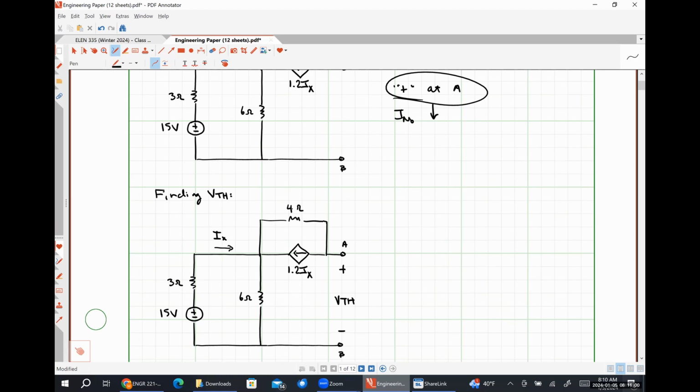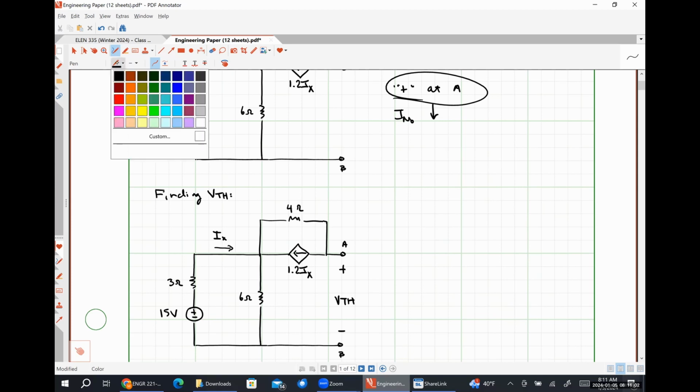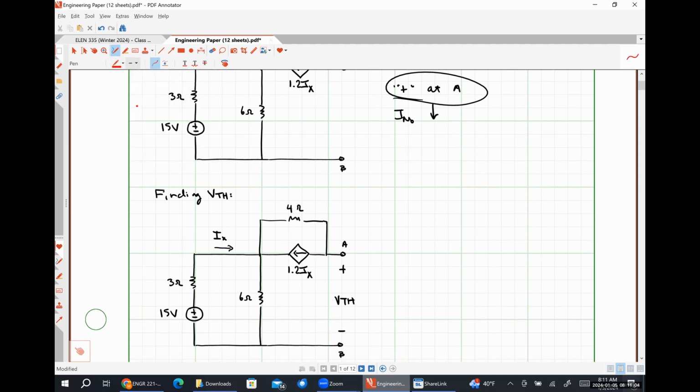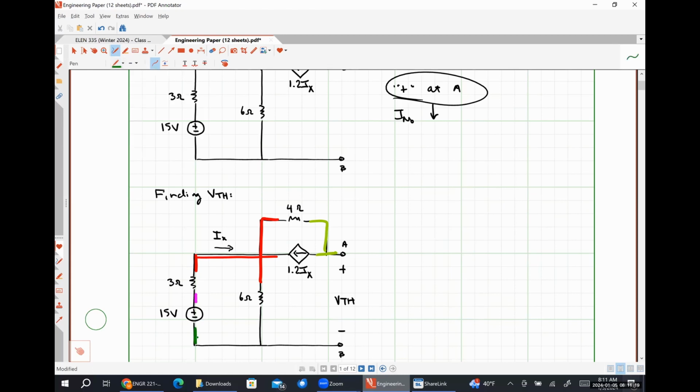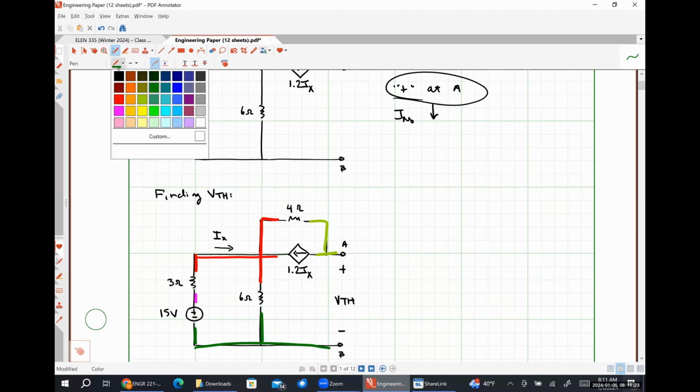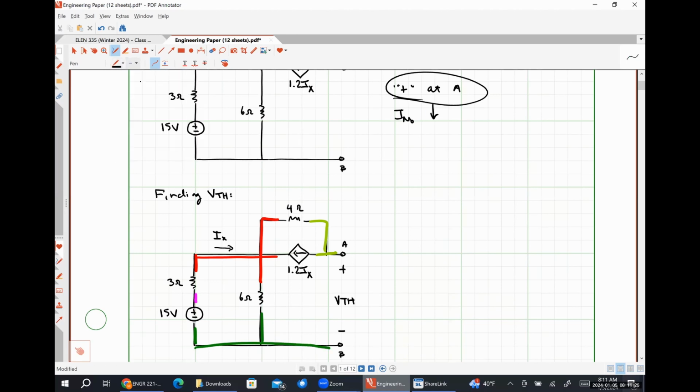If we were to do nodal analysis, we would have this node, this node, this node, and this node, which looks like it's going to be more difficult.